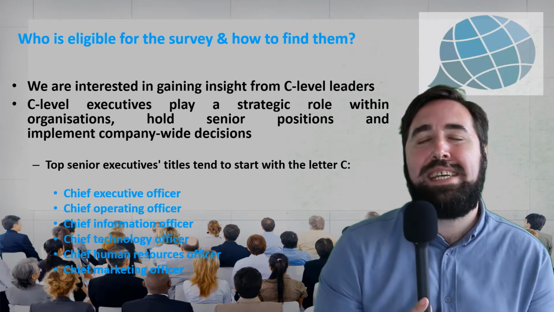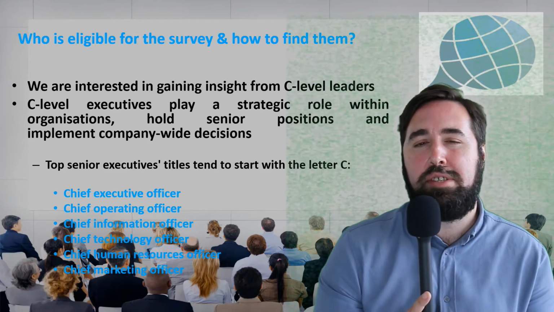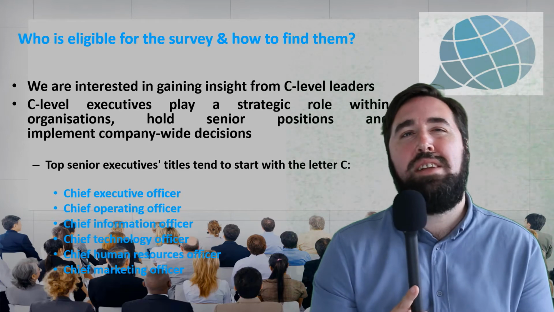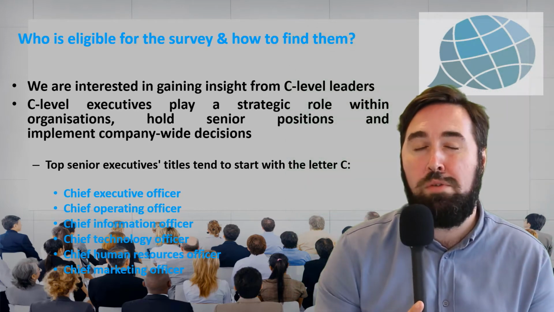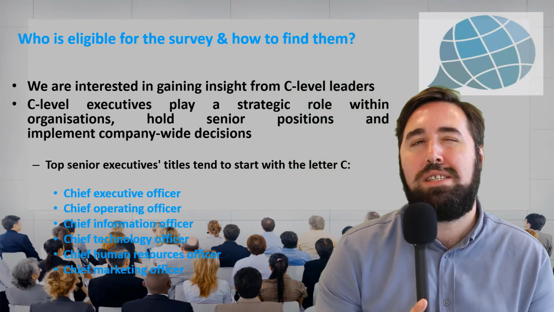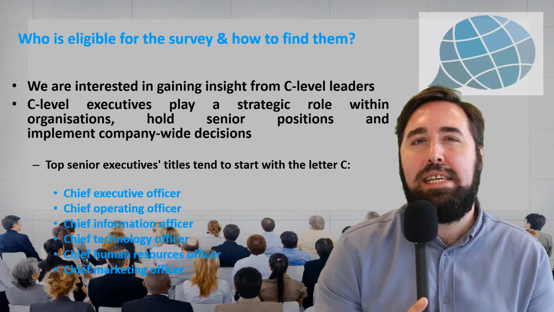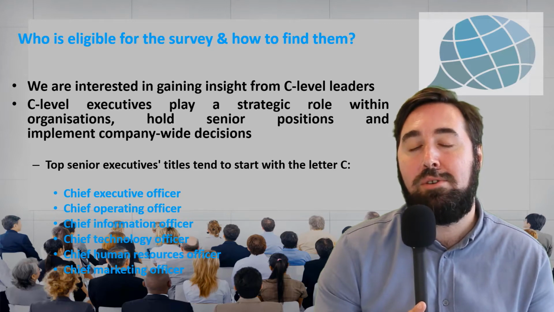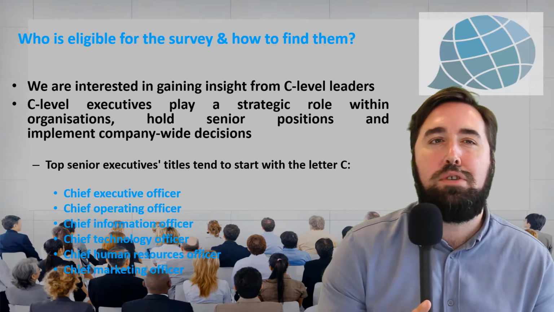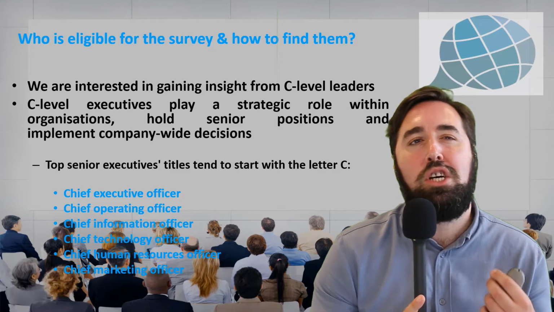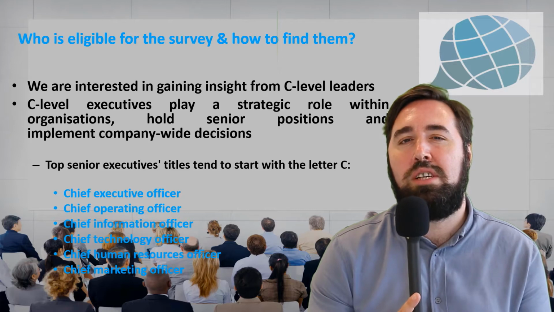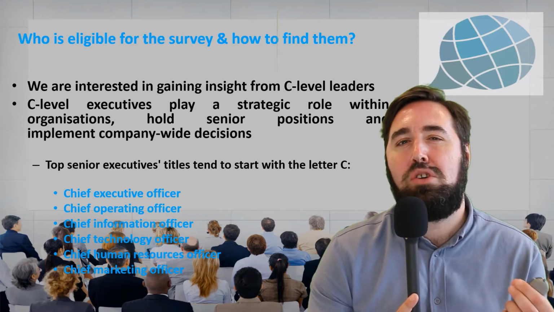So what is our specific sample then? We are interested in gaining insight from C-level leaders specifically. So who and what are C-level executives? Well, C-level executives play a strategic role within organizations. They often hold senior positions and they implement company-wide decisions. An easy way of thinking about C-level managers is that they tend to have titles with C in the title. For example, Chief Executive Officer, Chief Operating Officer, Chief Human Resources Officer, and so on and so forth. So again, this is the gold standard.